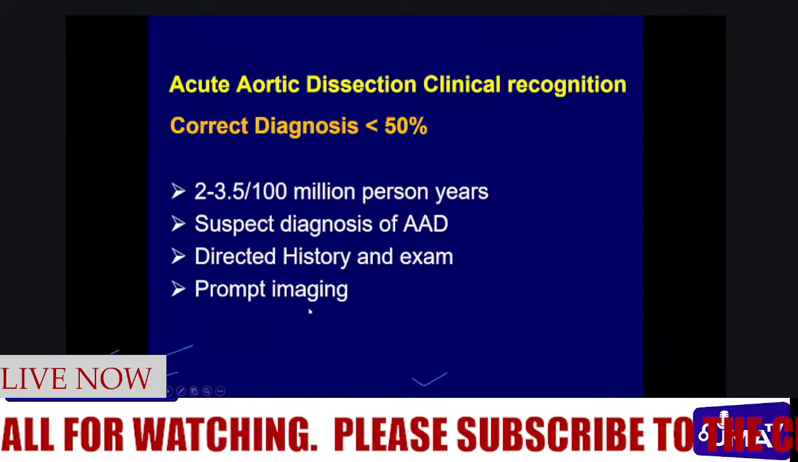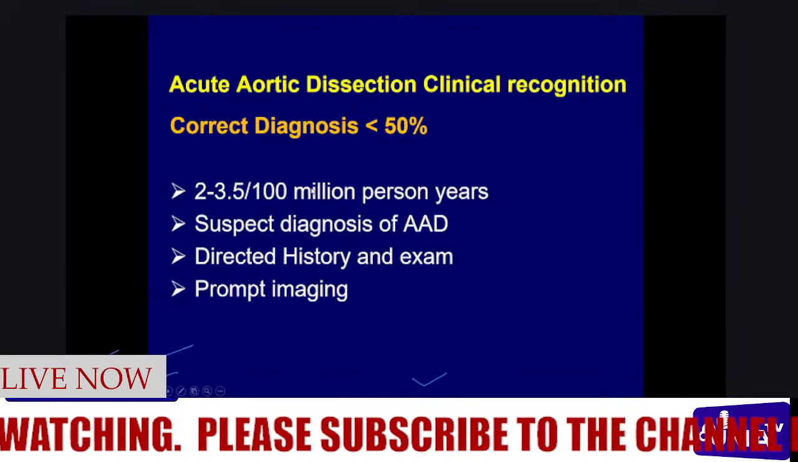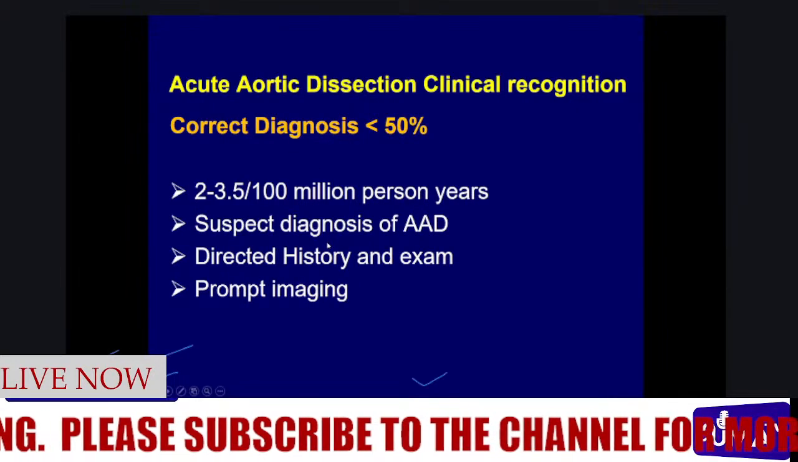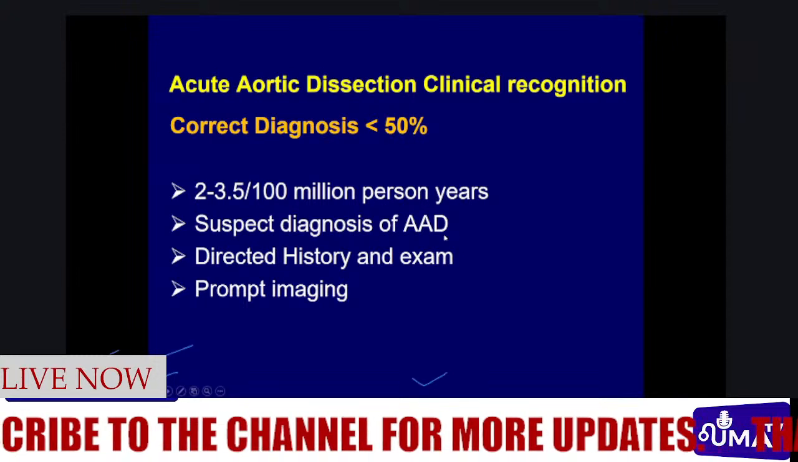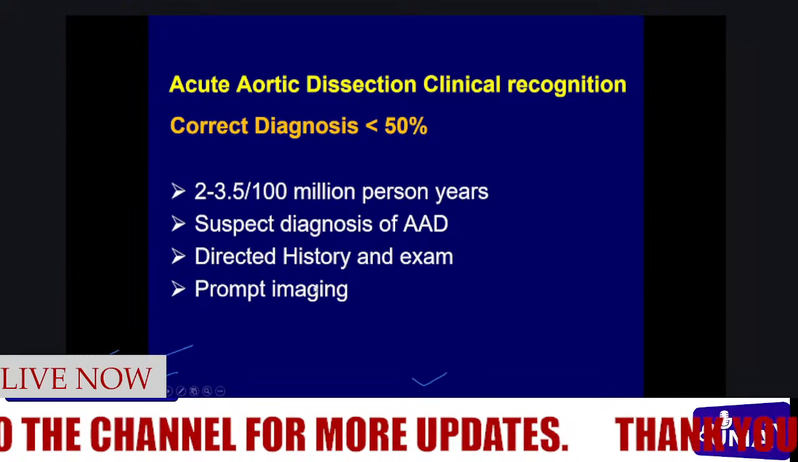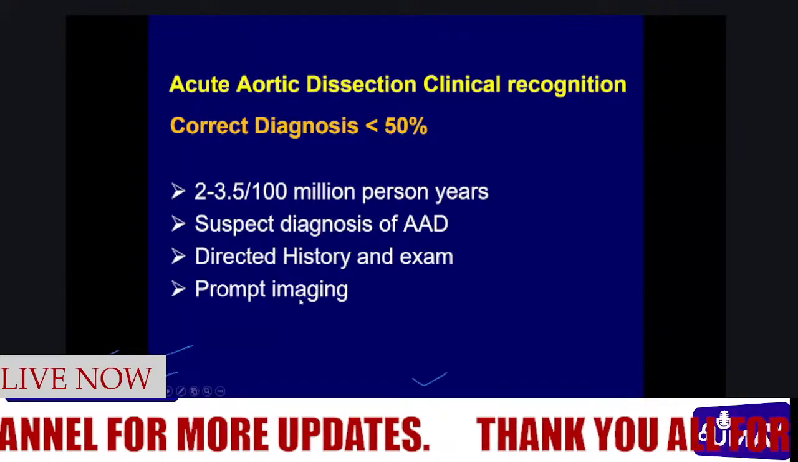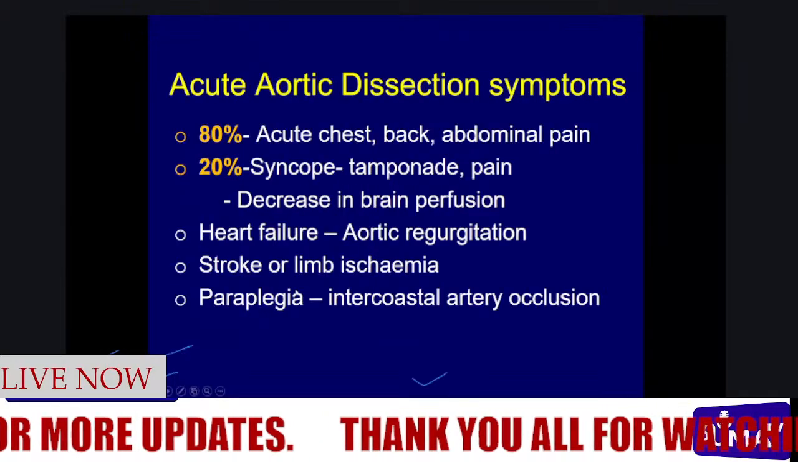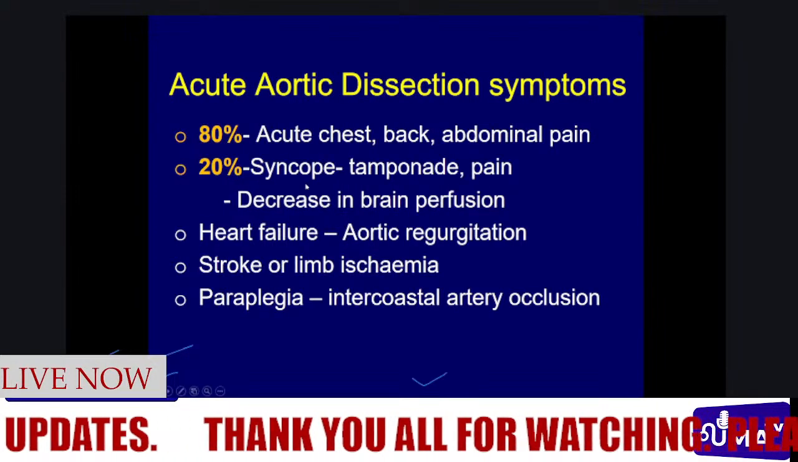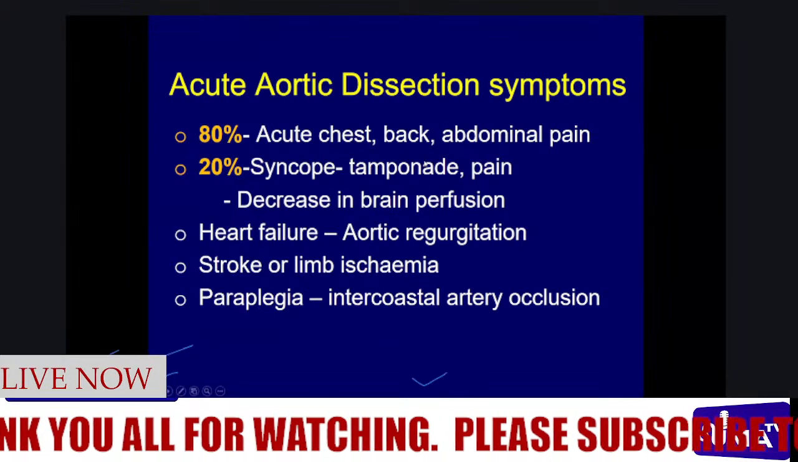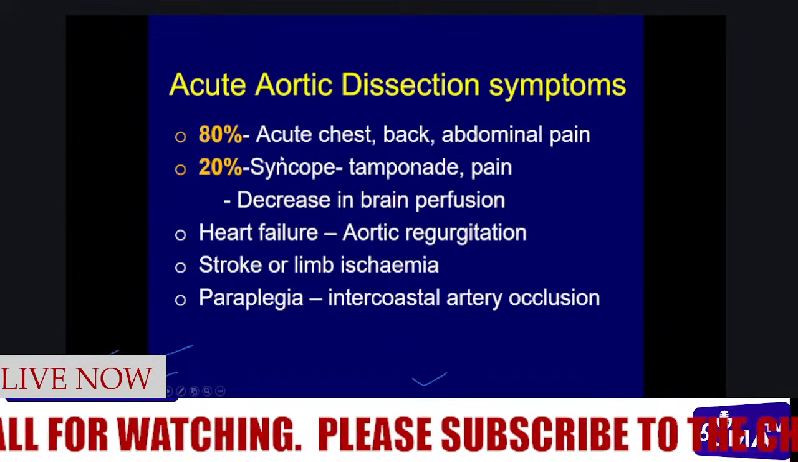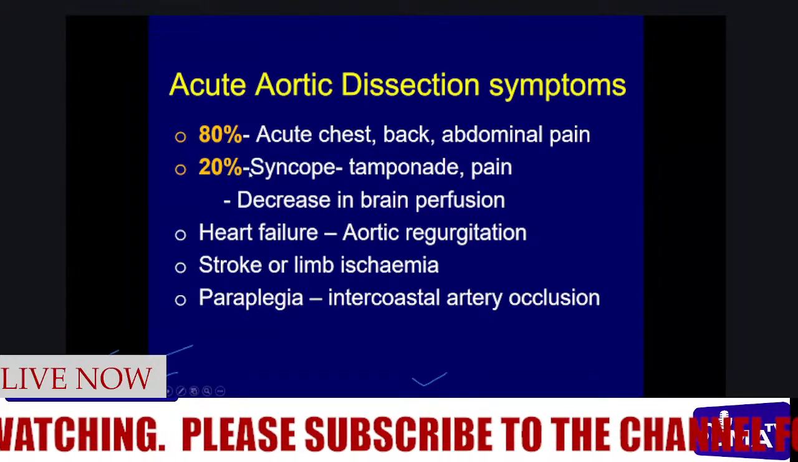I've talked about how to make a diagnosis of aneurysm, but it's the same for making a diagnosis of aortic aneurysm dissection. Basically, take history, do an exam, and then do prompt imaging. We know that 80% of these patients are going to come in with chest pain, or back pain, or abdominal pain, depending on where the dissection extends.